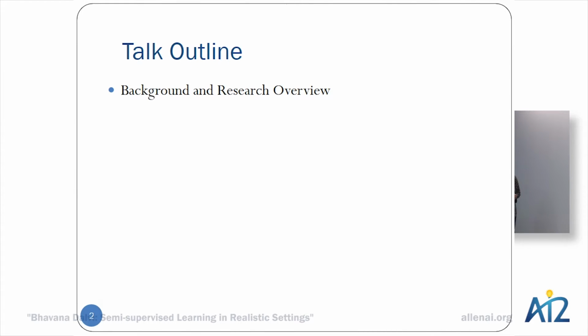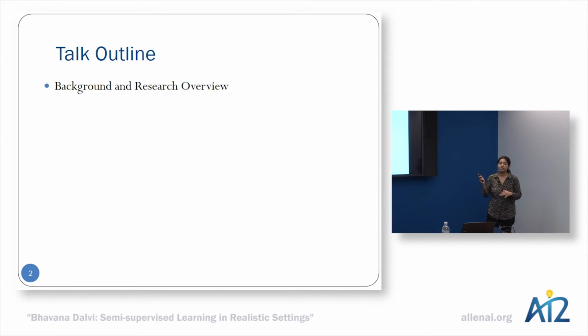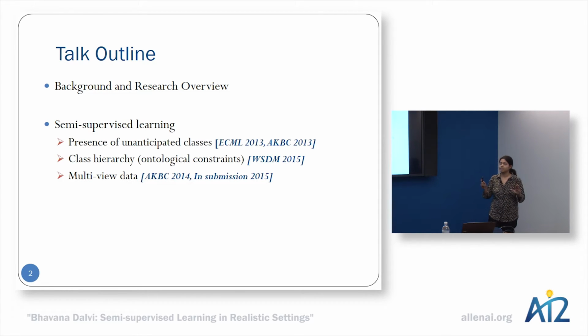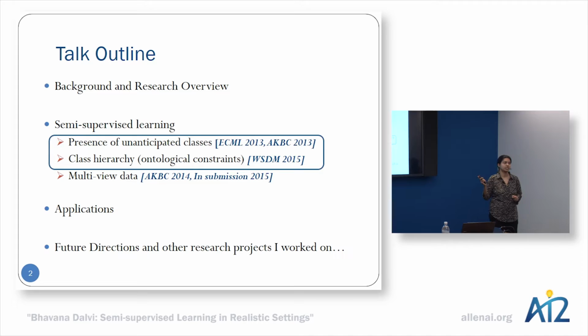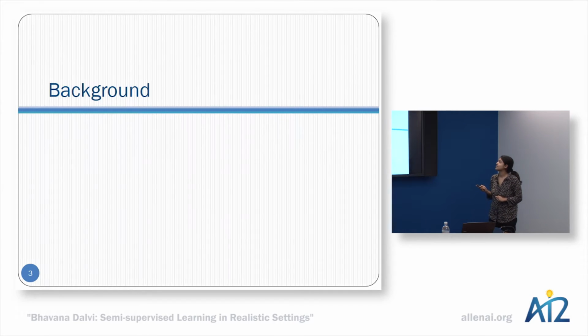Let's start with the outline of this talk. First I will tell you some background about my research and give an overview. Next we will look at 3 semi-supervised learning scenarios: the presence of unanticipated classes, class hierarchy and multi-view data. I will then go in depth on the first 2 approaches. Later we will see some applications of these techniques, some future directions and other research projects that I have worked on. So let's start.